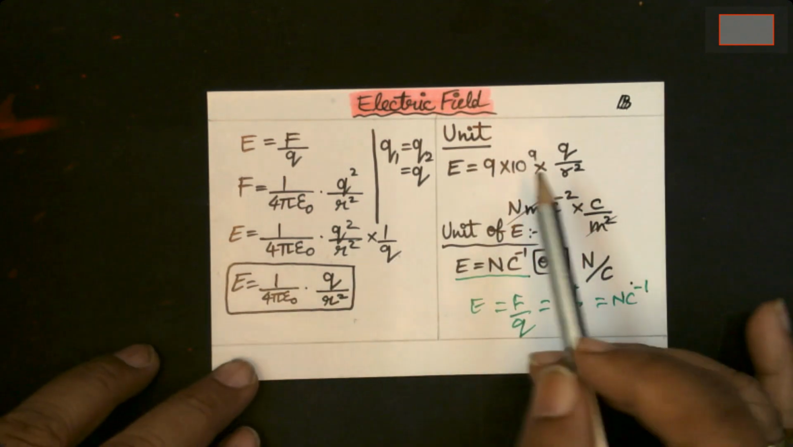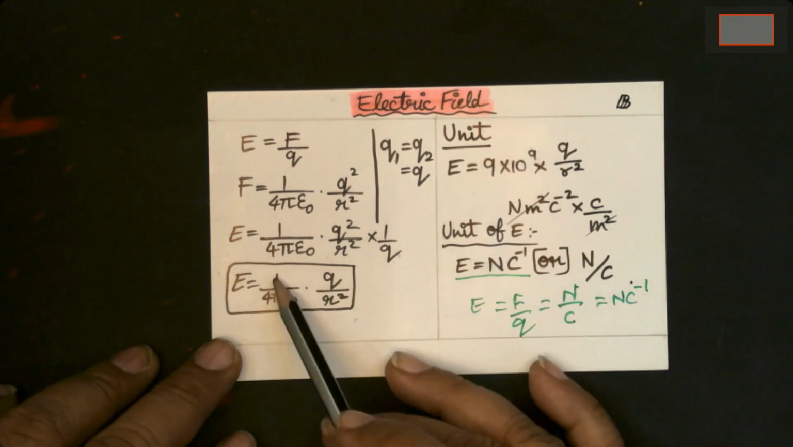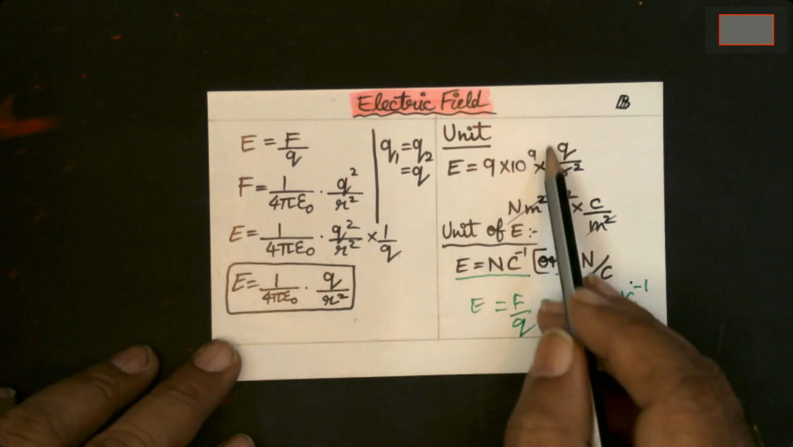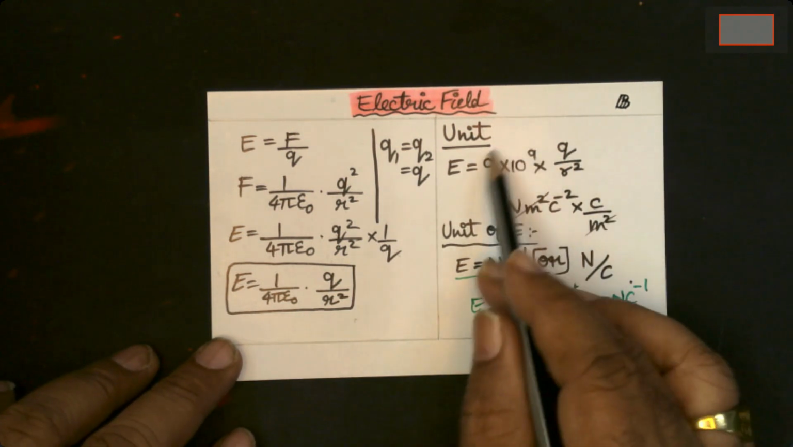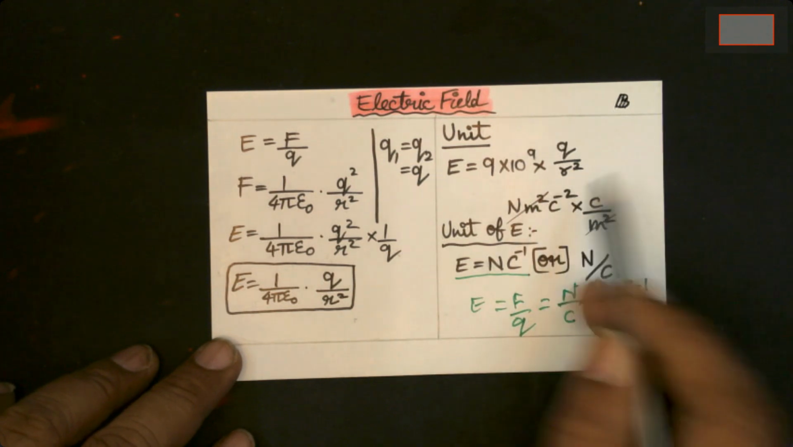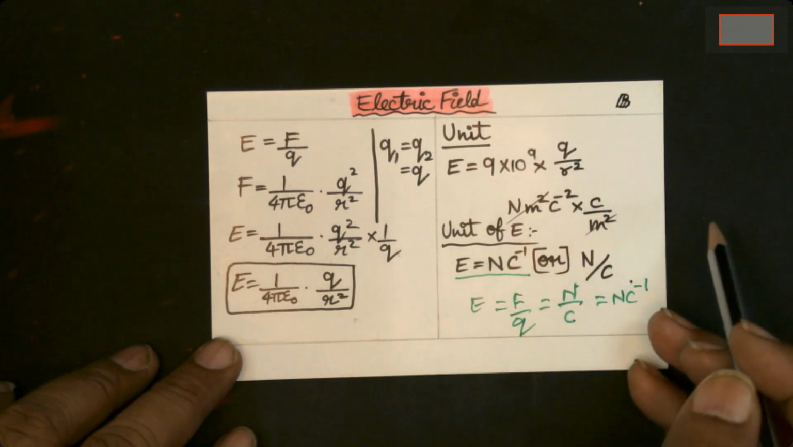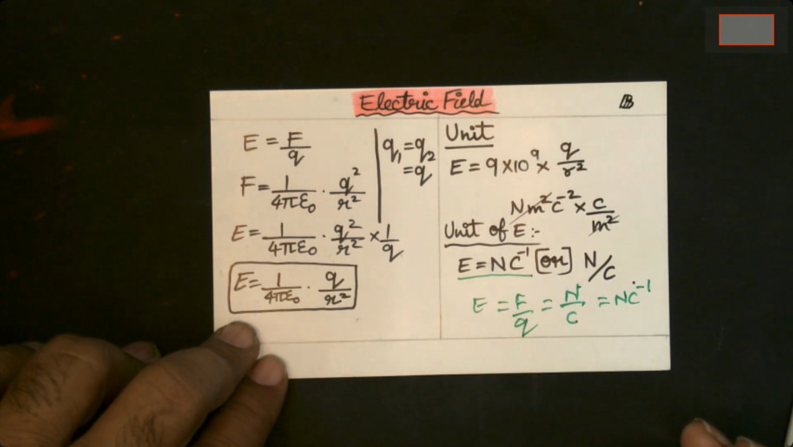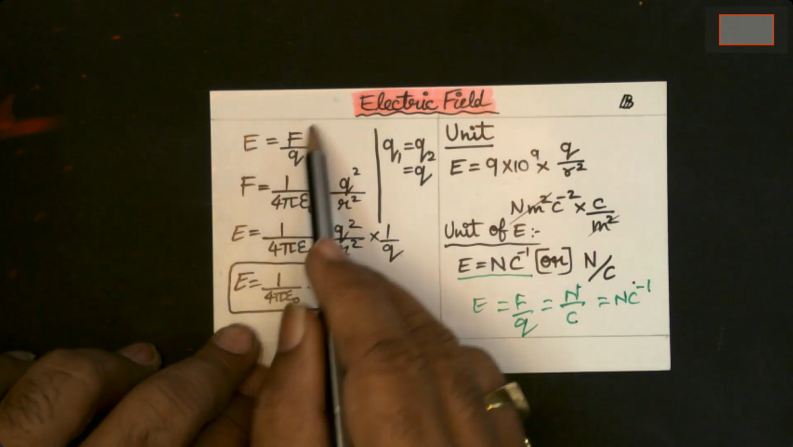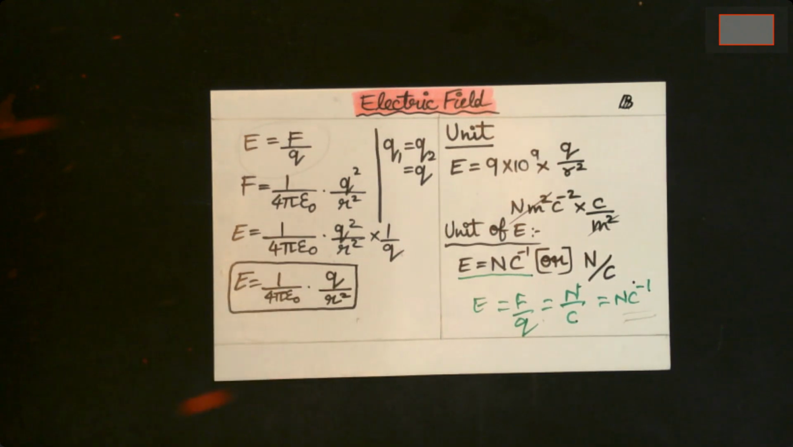And let us work out the unit for this. So E is equal to, we know 1 by 4 pi epsilon naught is nothing but K, and the constant value is 9 into 10 power 9 into Q by R squared. So this much of Newton meter squared per Coulomb squared into Q, that is Coulomb, divided by R squared. So you can cancel everything, and therefore E is equal to what? Newton per Coulomb. Okay, and this can also be derived from this equation also. So what is the unit of electric field? Newton per Coulomb.